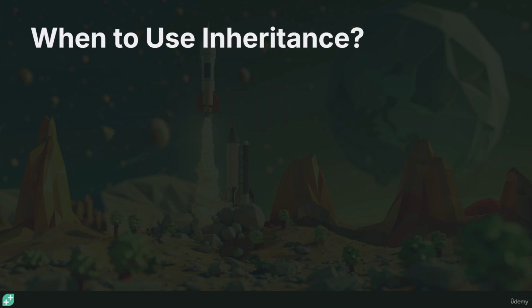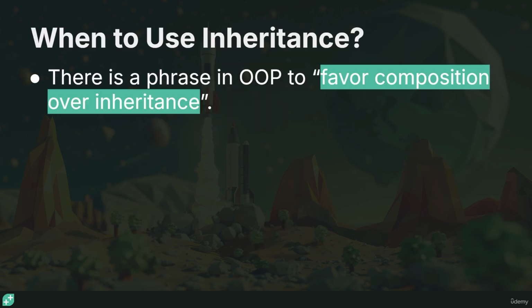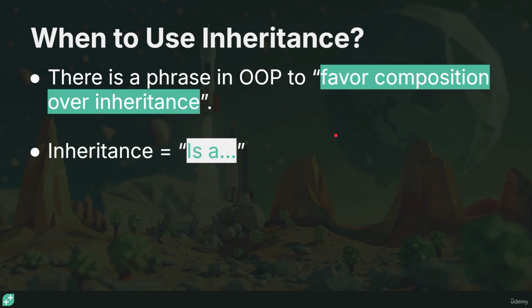But when should we actually use inheritance? Inheritance is an extremely powerful tool that we can put inside our tool belt, but it's not always the best choice. There's a common phrase in object-oriented programming to favor composition over inheritance. Most of the time, we should favor composition, things like combining simpler objects to build more complex ones. There are some helpful tips that we can use when you're trying to make those types of decisions.